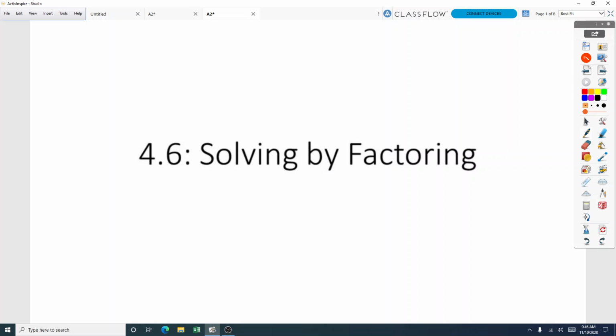Okay guys, so today we're moving on to 4.6. Now on 4.6, we're going to be doing more factoring. Factoring never goes away from here on out, but we're gonna add a little more to it. So now instead of just factoring, we're actually gonna take it one more step and we're going to solve those factors. So we need to discuss a few things before I do some examples.